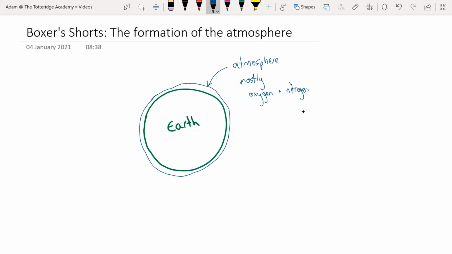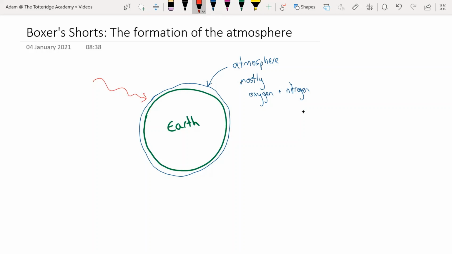Now, nowadays, the atmosphere is incredibly useful to us, and it has a number of really important jobs that it does for us. Obviously, it doesn't know it's doing it for us. It's just gas, but it does do a number of things that are really useful to us. One is it protects us from really nasty, harmful cosmic rays. So there's all sorts of horrible radiation coming from the sun that could damage us, but it gets blocked out by the atmosphere.